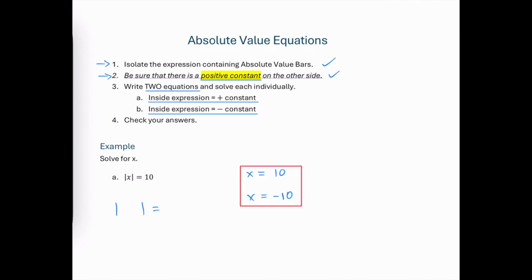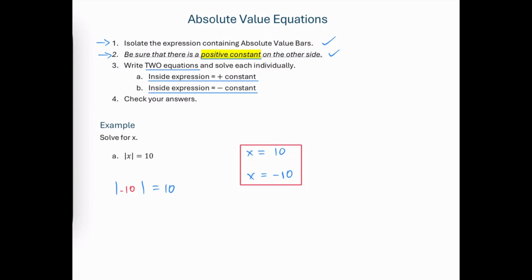And we could check these two solutions back into our original equation, plugging positive 10 in for x, which is going to give me a true statement, and the absolute value of negative 10 is also going to be equal to positive 10. Now this was a pretty basic example, but we're going to follow the same steps when it gets more complicated.